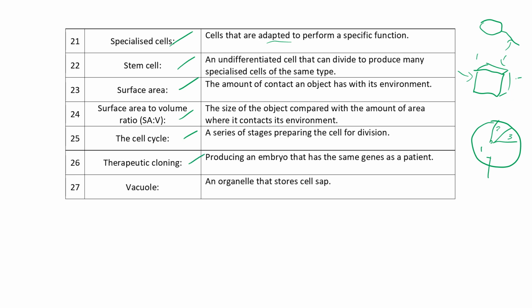An organelle that stores cell sap. So in your plant, what you've got is a rectangle right smack bang in the middle. Then what you've got is your vacuole.